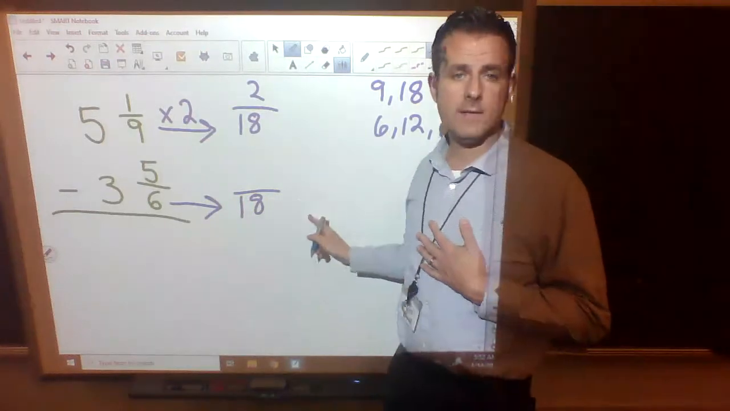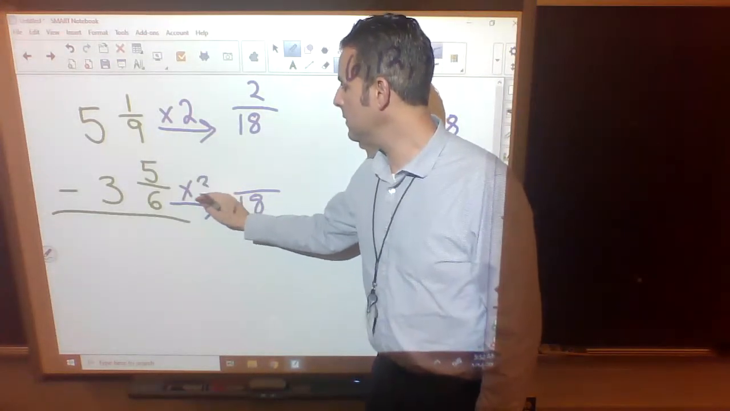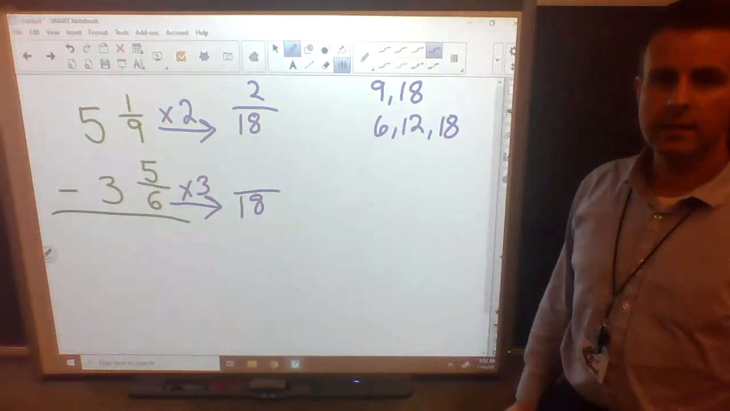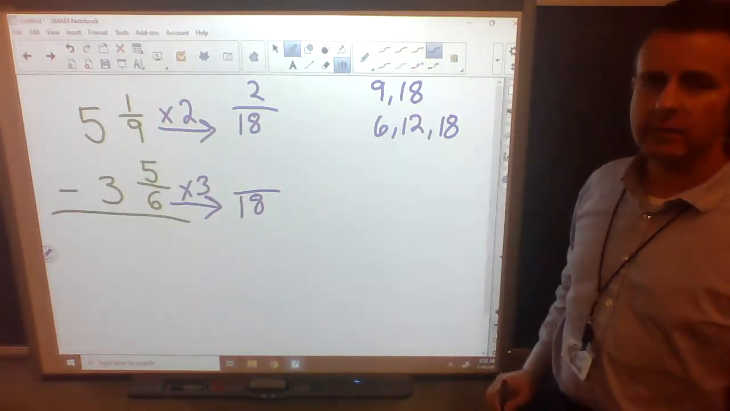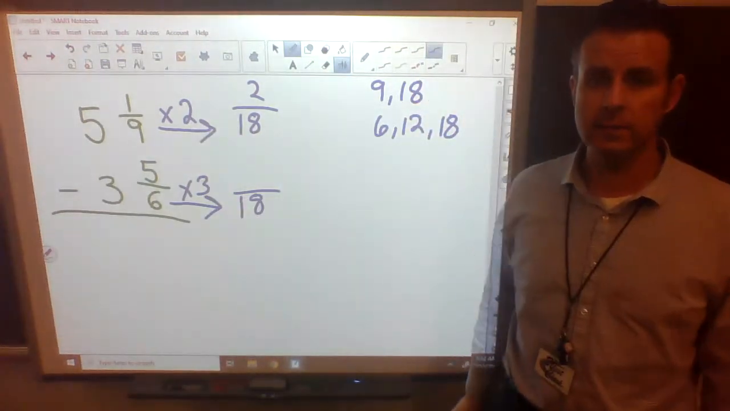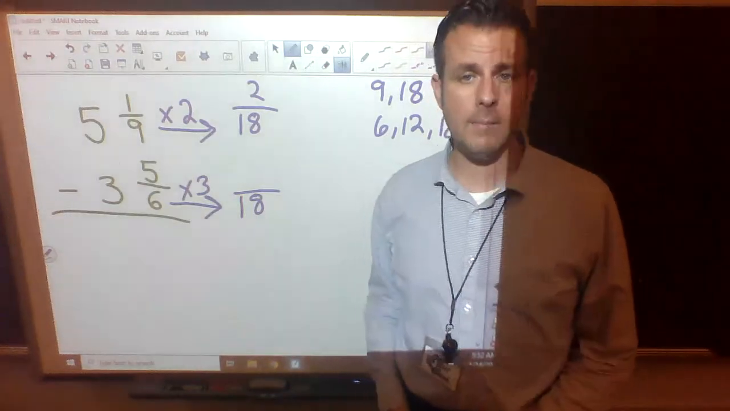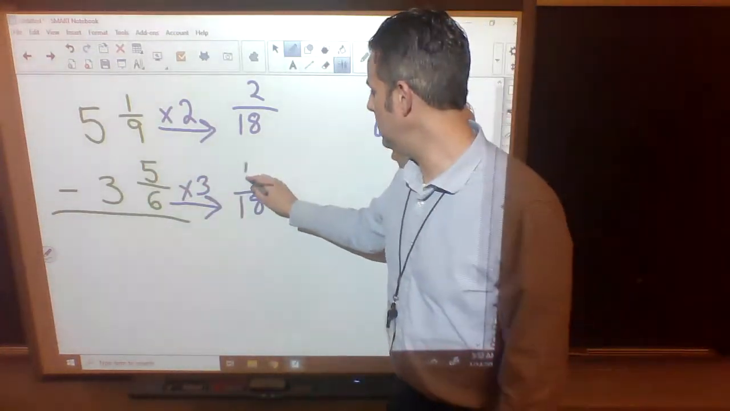How do we get from 6 to 18? Multiply by what? 6 times 3 is 18. And if you didn't know, count how many 6s you did. Count how many 9s you did. It's 2 9s, it's 3 6s. That's all it is. But now we have to multiply the top. We have to do 5 times 3. 5 times 3 is 15.